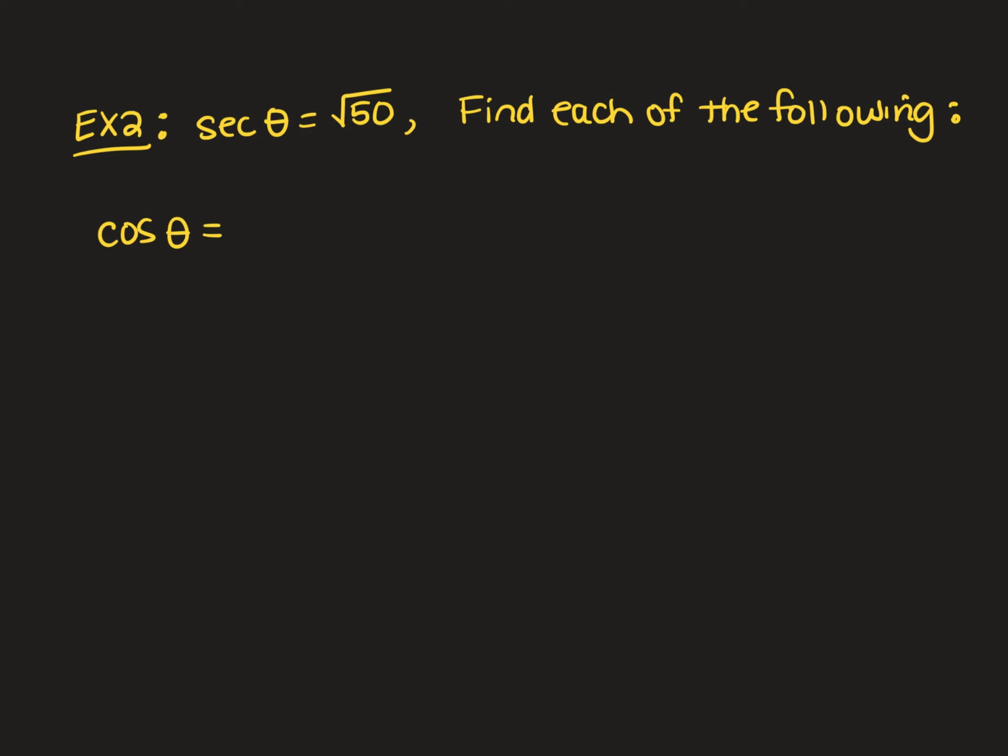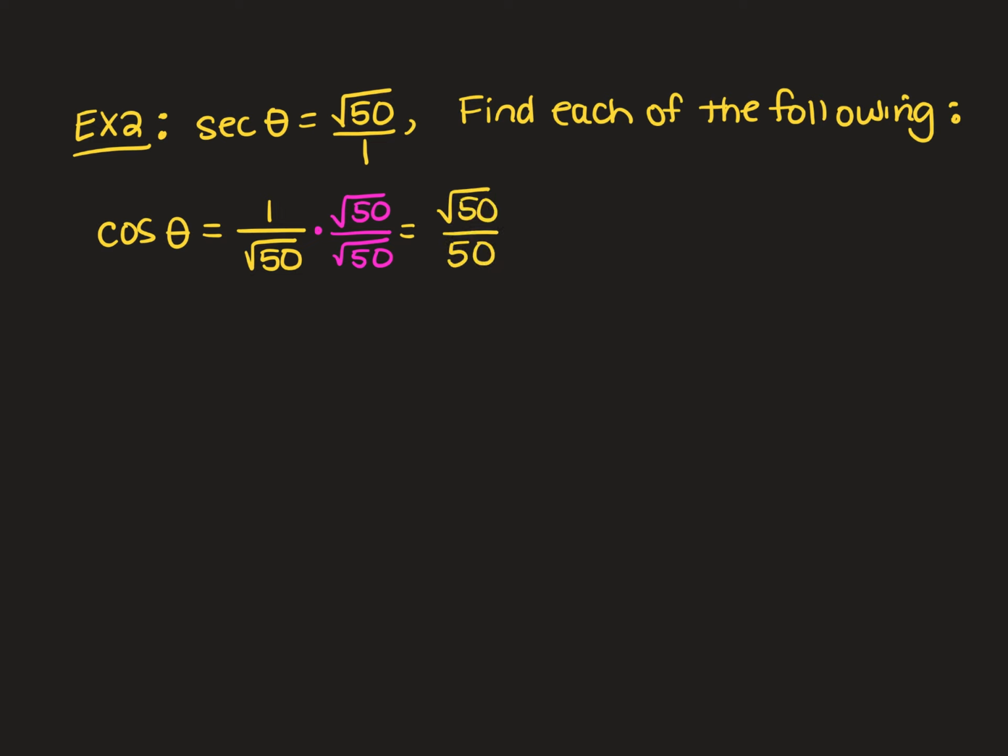All right, so here's our given information. The secant of theta is square root of 50. Find each of the following. Okay, so in order to find cosine, I know that that's the reciprocal of secant. So I've got to think about secant as being a fraction, right? It's square root of 50 over 1. So if I want to find the cosine, I can just take 1 over the square root of 50. Once again, at this point, we should know that we don't like to leave the square root in the denominator. So I'm going to multiply by the square root of 50 over the square root of 50. And I get the square root of 50 over 50.